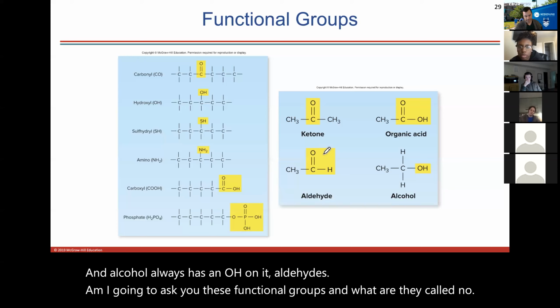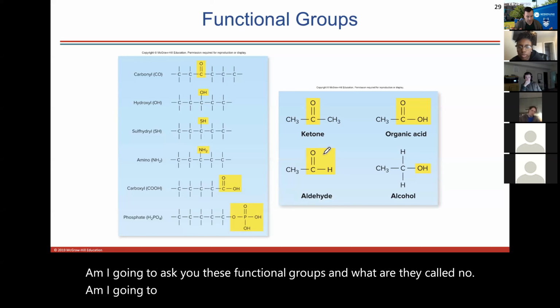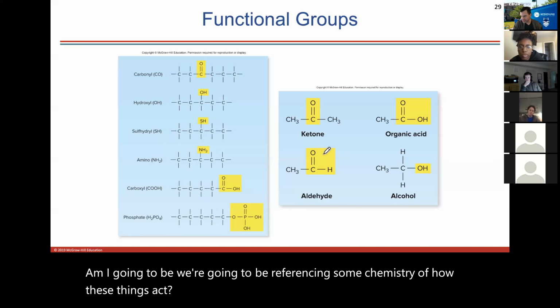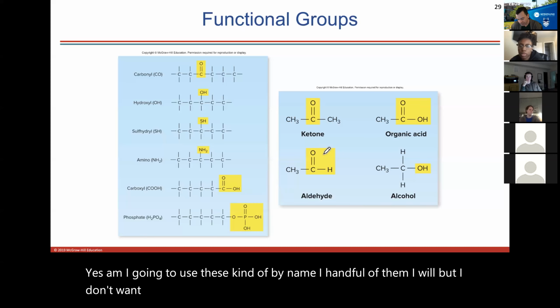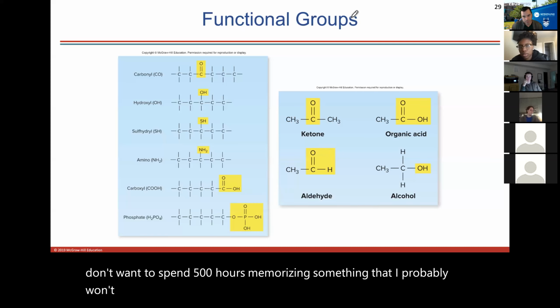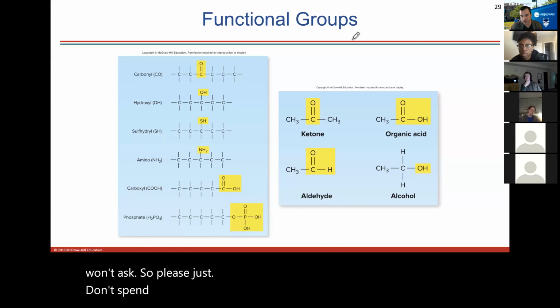We're going to be referencing some chemistry of how these things act. Am I going to use these by name? A handful of them I will. But I don't want you to spend 500 hours memorizing something that I probably won't ask. So please, don't spend 500 hours trying to memorize these functional groups because I'm not going to ask.